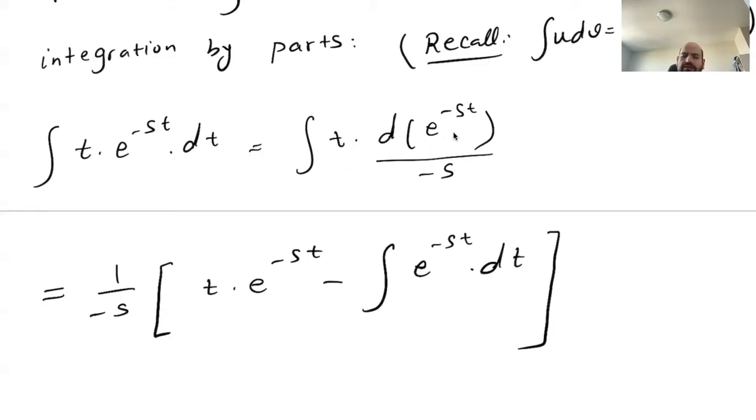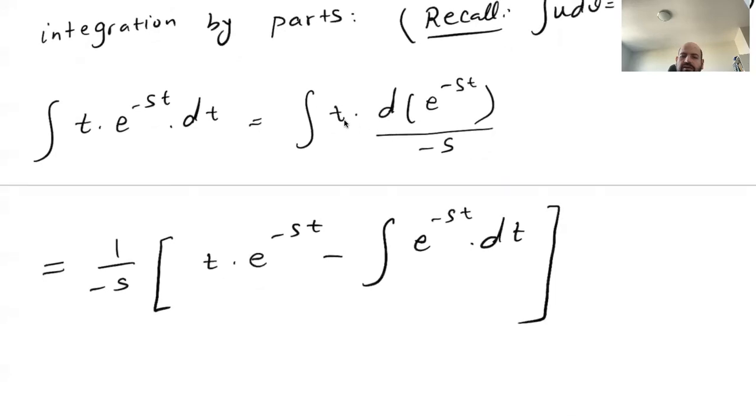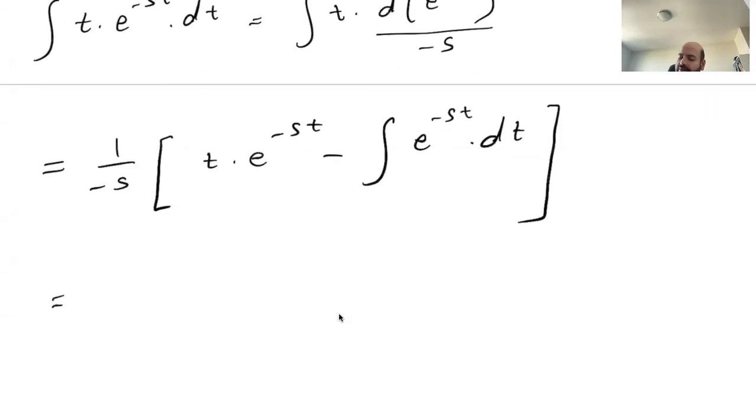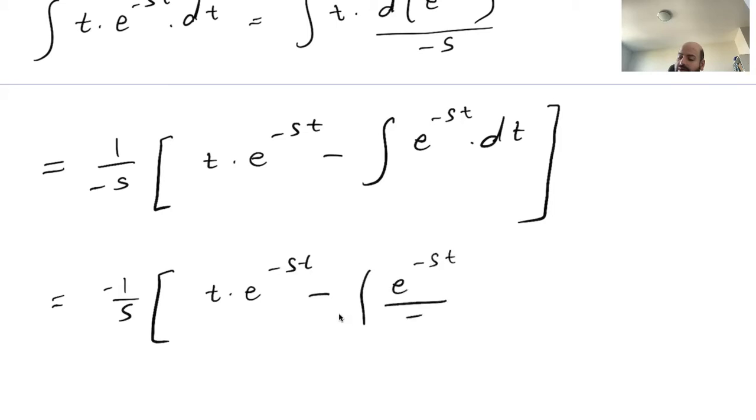This is my u, this is my v. So integral uv minus integral v du. du will be dt. Now what will be the integral of e to the power minus st? The antiderivative of e to the power minus st is e to the power minus st divided by minus s. So I can write it as, again, minus 1 over s outside, t e to the power minus st minus the antiderivative of e to the power minus st, which is e to the power minus st divided by minus s.